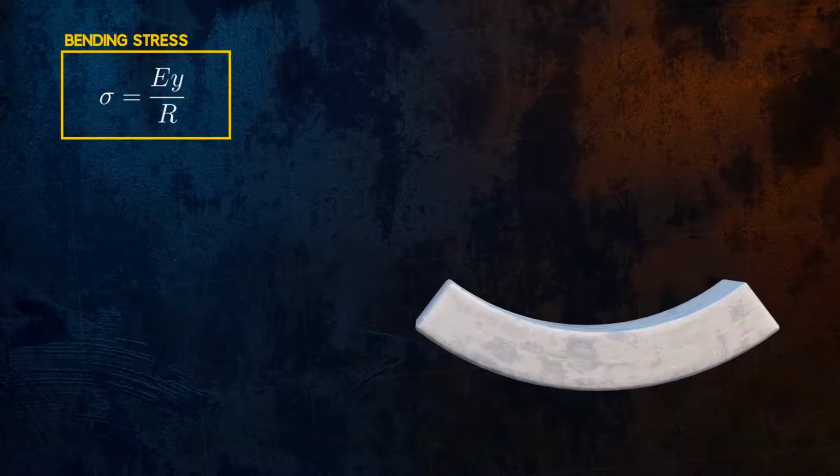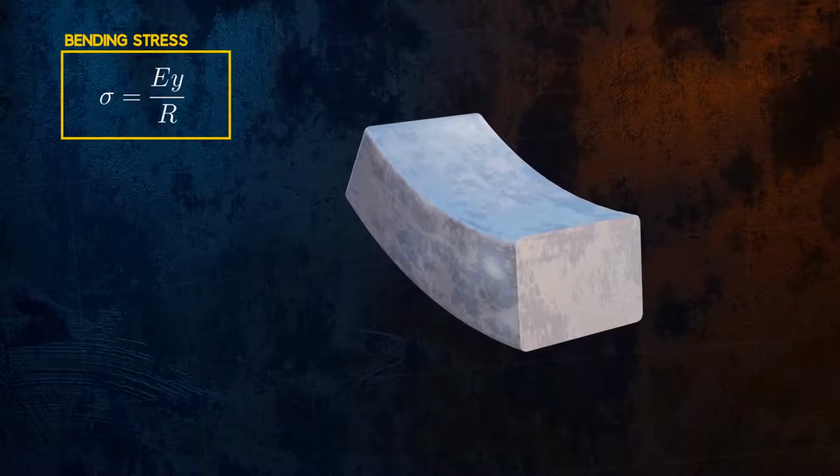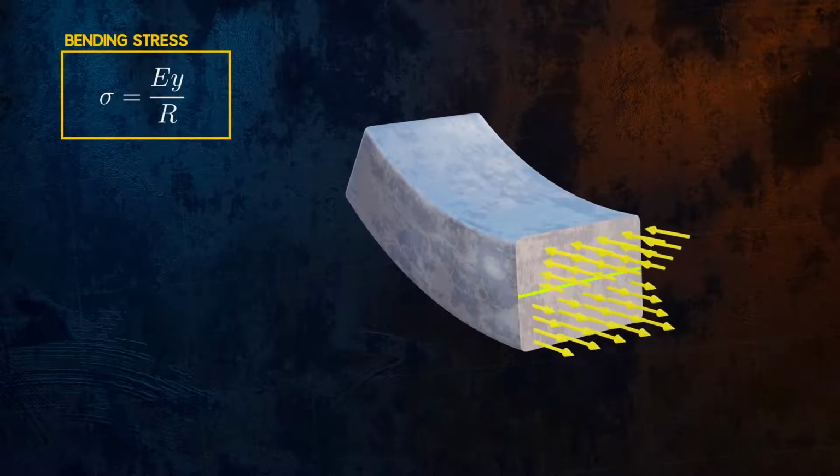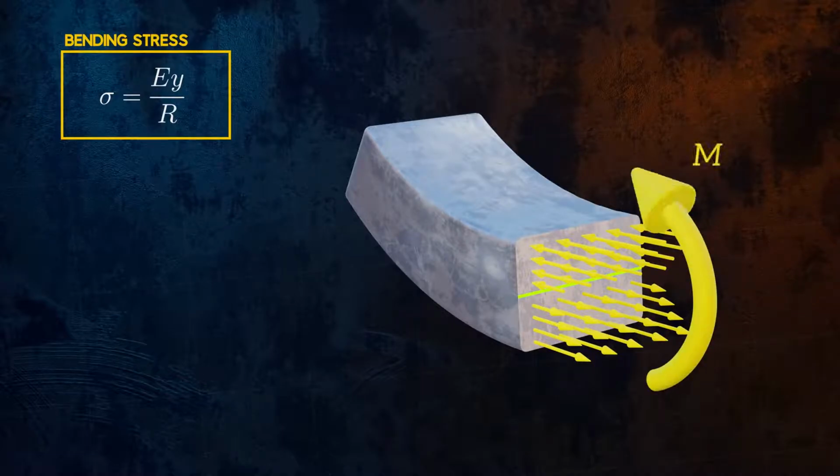If we make an imaginary cut through the beam, we can expose the internal bending stresses, represented here as a few discrete forces. The resultant moment of these internal forces must be equal to the bending moment M, and so we can calculate M by integration, like this. Now we can plug in the equation for bending stress we just derived.